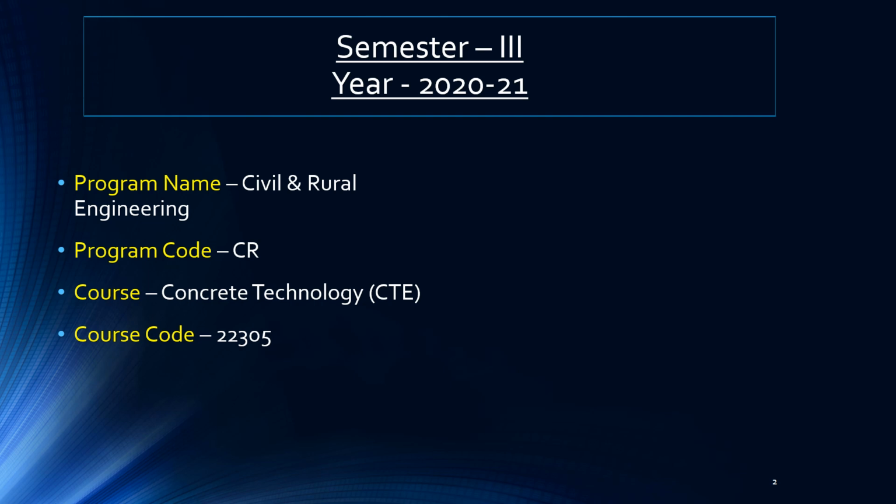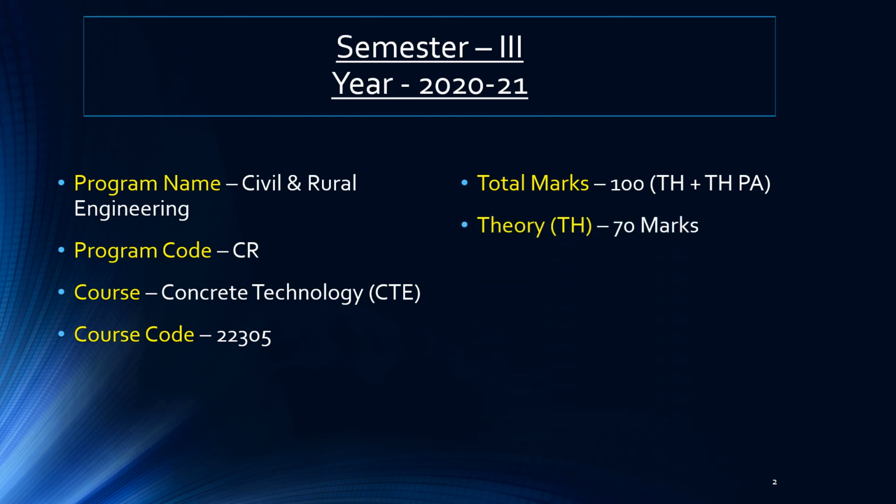Then examination scheme. In the examination scheme there are two parts. First is theory and second part is practical. In the first theory part, the theory contains total 100 marks. TH plus THP. TH, that is theory, end semester exam, that is your written paper, contains 70 marks, and the remaining 30 marks for THP, that is for your progressive assessment, in which 20 marks for test and 10 marks for your micro project.